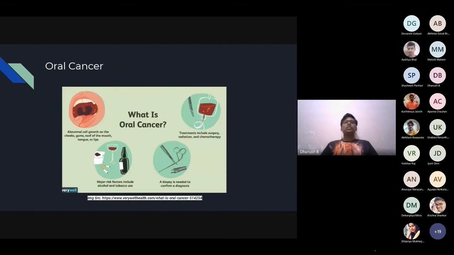This uncontrollable growth of the cells leads to the formation of ulcers, lesions, red patches called erythroplakia, white patches called leukoplakia, and lumps and bumps in the mouth, which cause pain even during swallowing. The major risk factors include alcohol consumption and tobacco chewing. Even human papillomavirus infection causes oral cancer, along with rare cases of UV radiation from sun exposure.